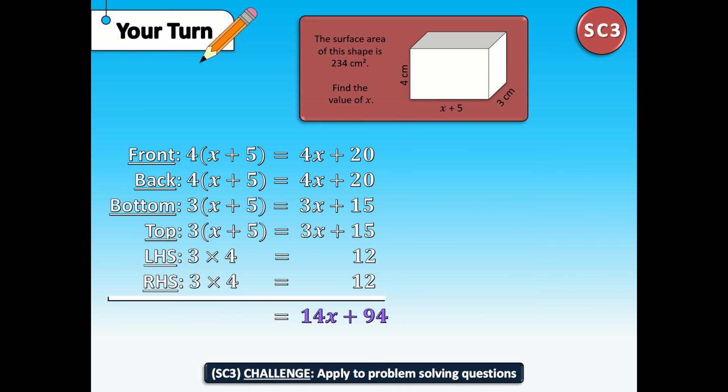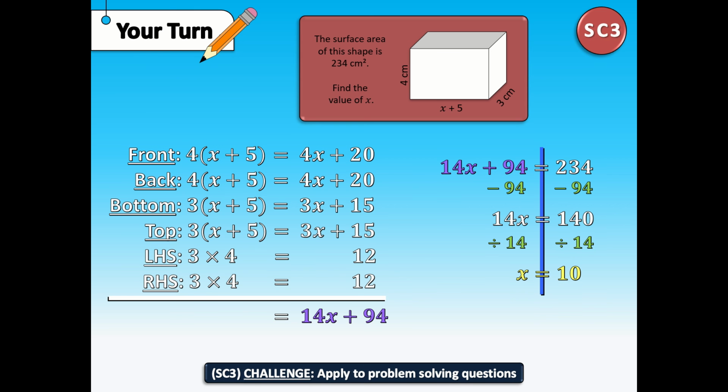Now we're told the surface area is actually 234, so we know that equals 234. So now we just need to solve this equation. So we work backwards doing the opposite. So we take off 94. So we've got 14x equals 140, and then we divide by 14, so x equals 10.